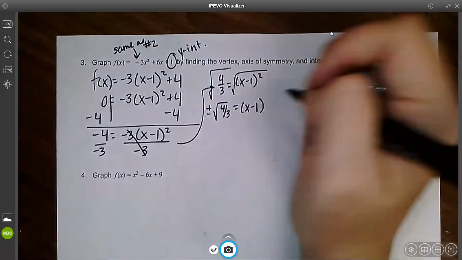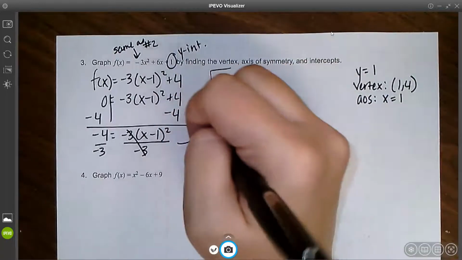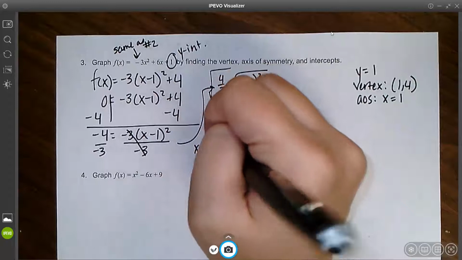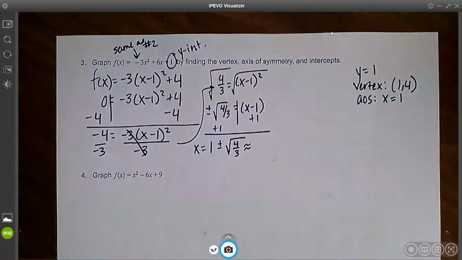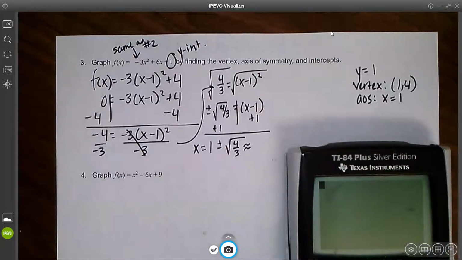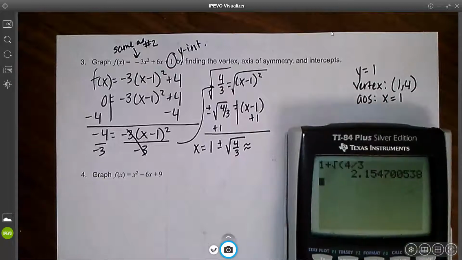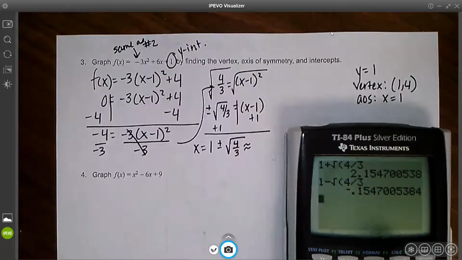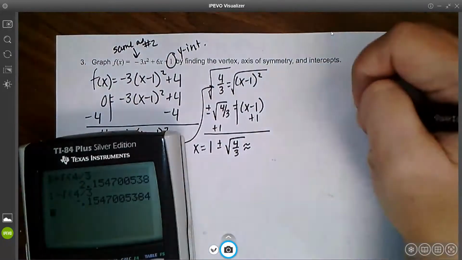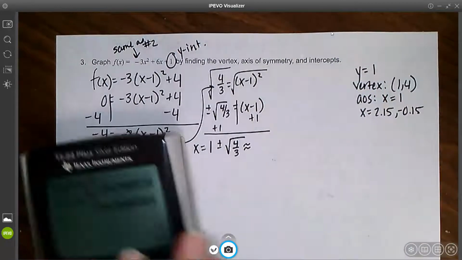You can drop the parentheses there, so I'm just going to add that 1 to both sides. And you have x equals 1 plus and minus the square root of 4/3, which is about, and you're going to do both of these in your calculators. 4/3 is not a perfect square, 4 is, but then you'd have the 3 on the bottom with the radical, and you'd have to rationalize. All I want are the approximations. So 1 plus the square root of 4/3, 2.15, 1 minus the square root of 4/3, -0.15. So I've got x equals 2.15 and -0.15.